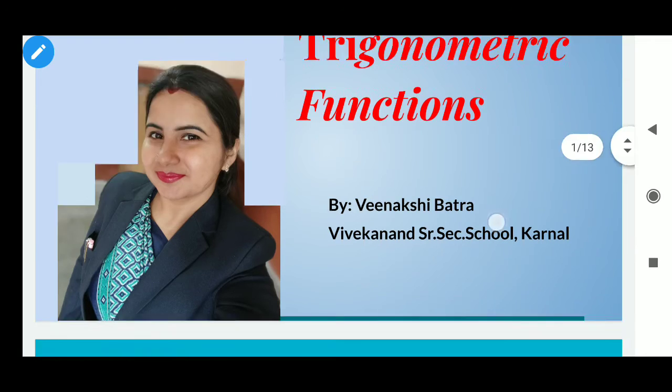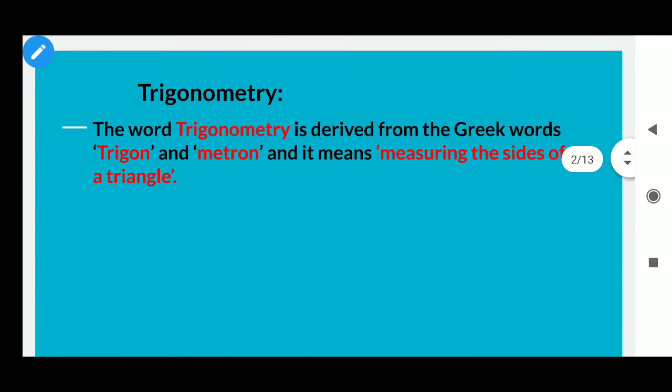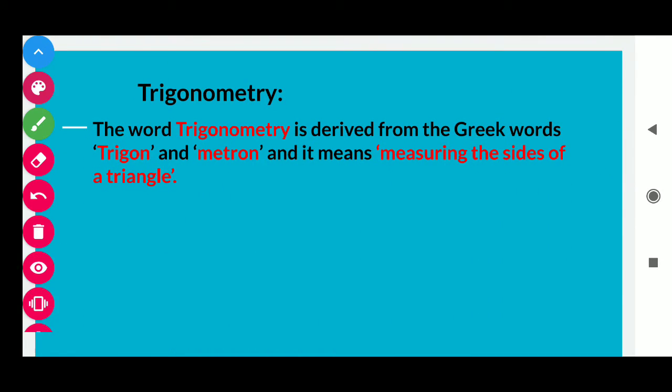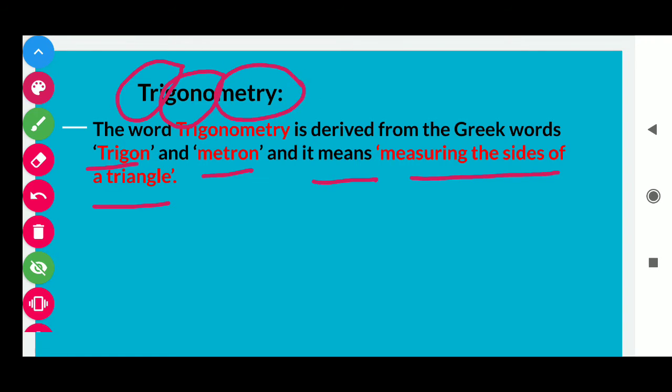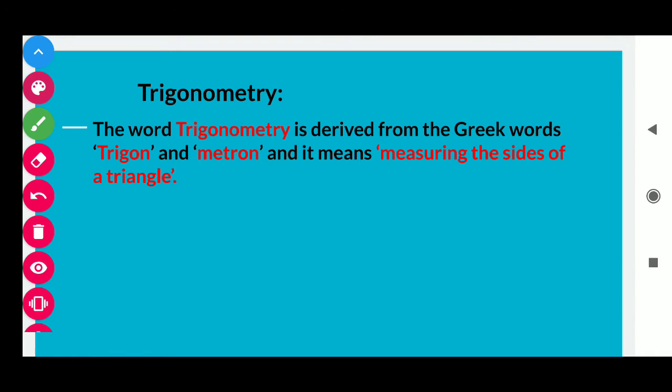So students, let's start. Here we have the definition of trigonometry. The word trigonometry is derived from the Greek word trigonometron. Students, it means measuring the sides of a triangle. We can also say that tri means 3, gon means side, and metri, metron, means measure. So students, in this way measuring the sides of a triangle is called trigonometry.